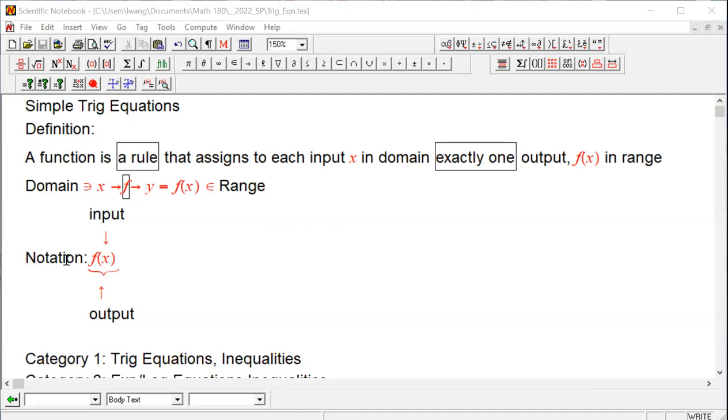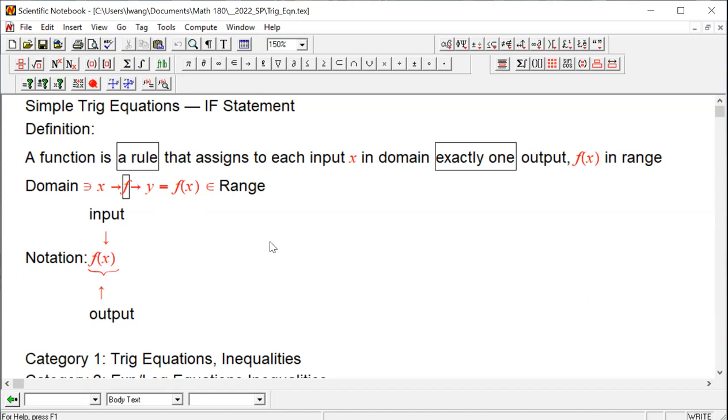Hello, in this lesson, we're going to talk about simple trig equations. Of course, this is one category of if statement. In these if statements, the outputs are given about a function, right?